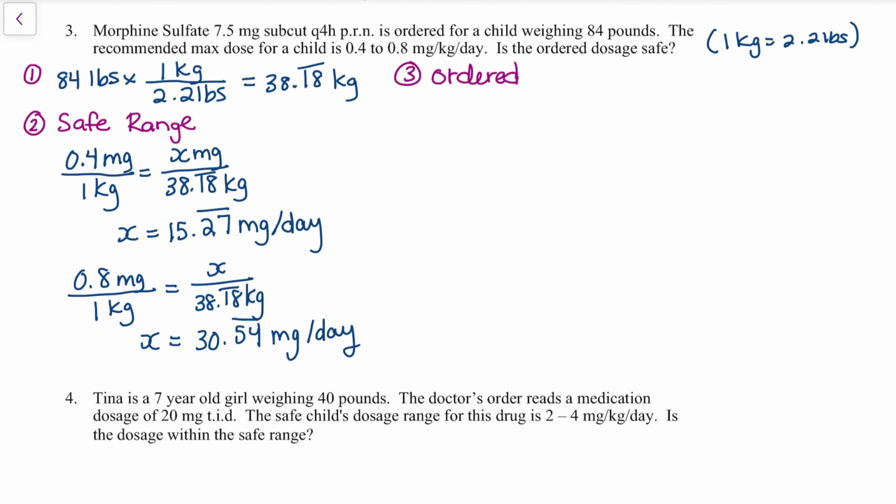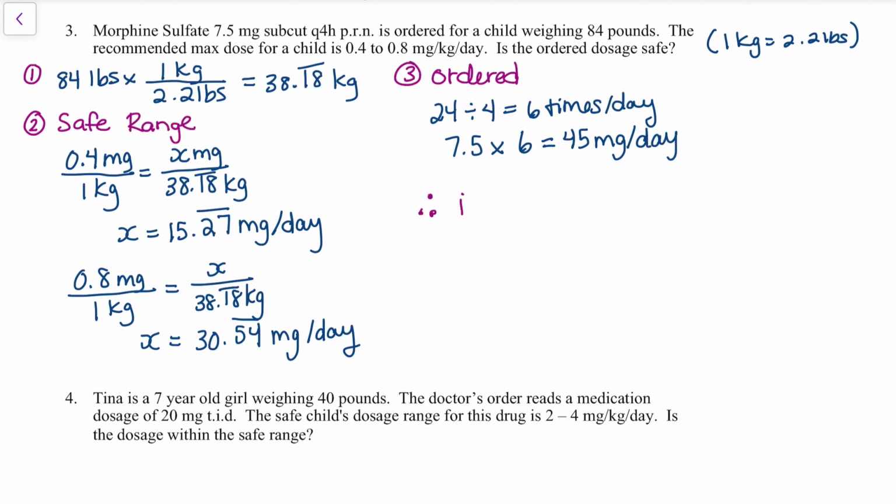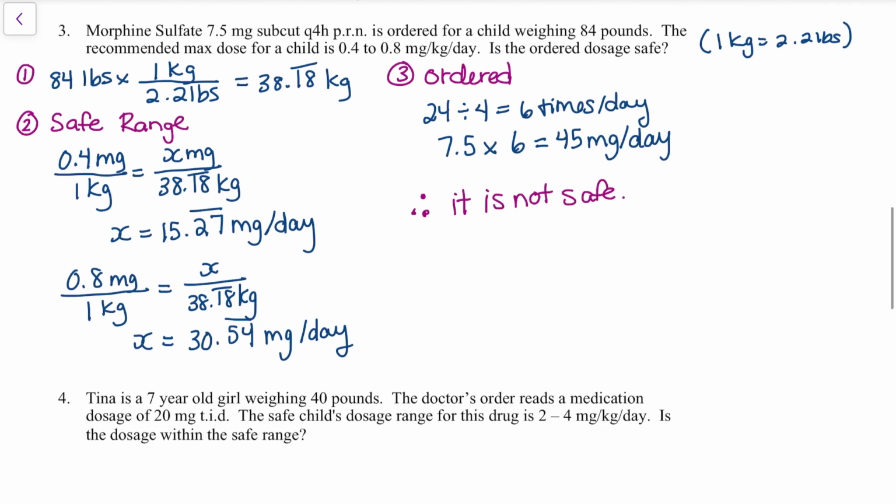Okay, so what was ordered was 7.5 milligrams every 4 hours. So I take my 24 hours in a day, divide it by 4, and I get 6 times a day. 7.5 times 6 equals 45 milligrams per day. So therefore, it is not safe. It is too high.